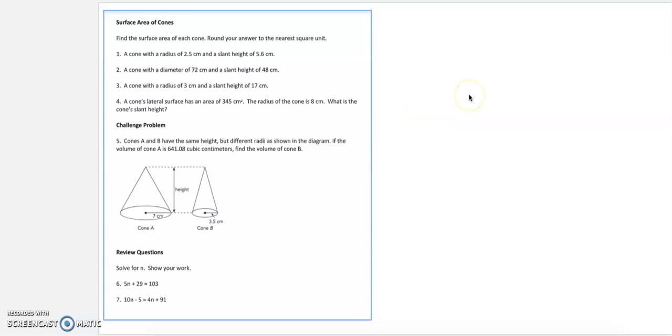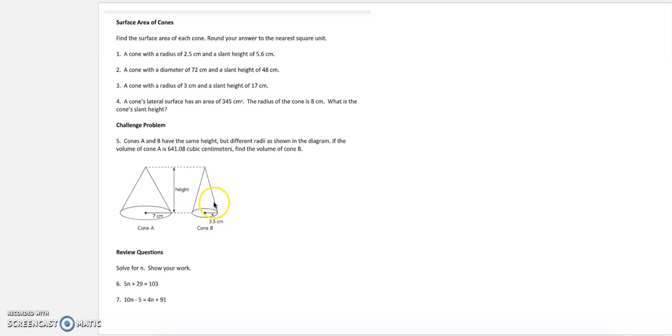Okay. Number 5. So I think number 5 is kind of a tough one. Cone A and B both have the same height, but a different radius. You're given the volume of cone A, and you have to figure out the volume of cone B. To find the volume of cone B, I know its radius, but I need to know its height. So I have to do this problem first. I'm finding the height of this cone first, because I know this one's volume, so I can work backwards.